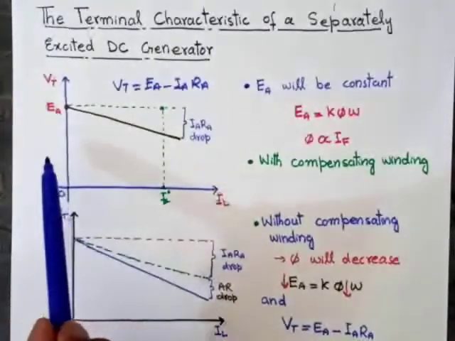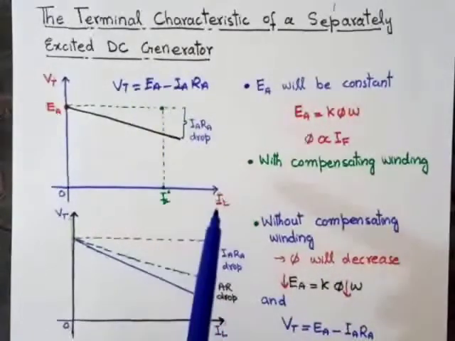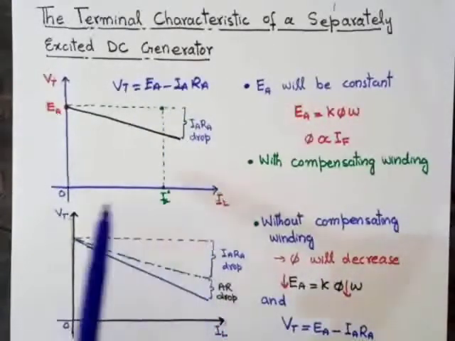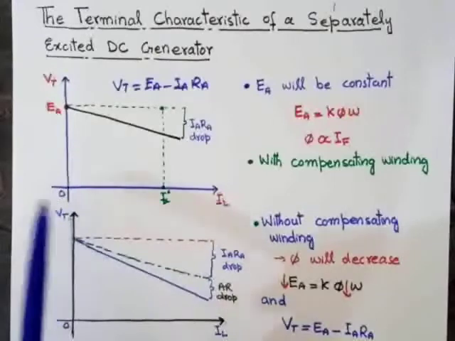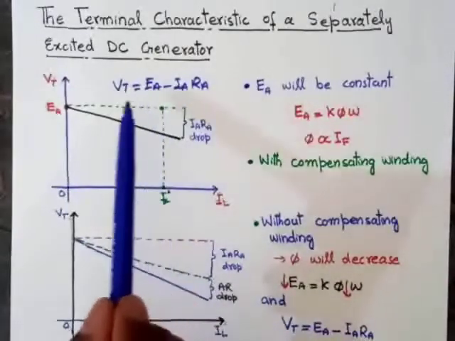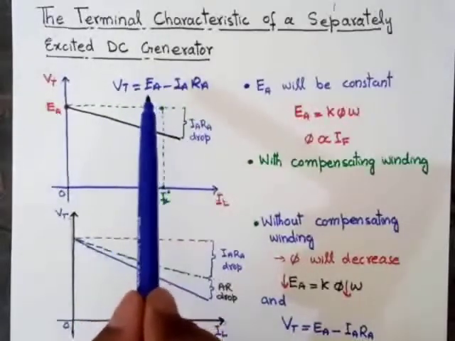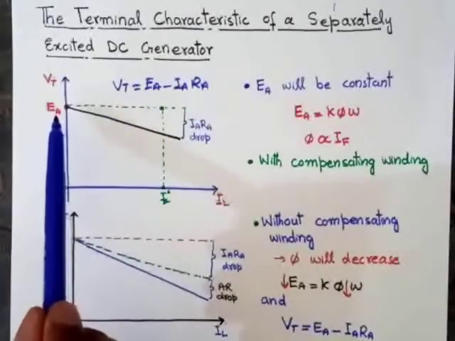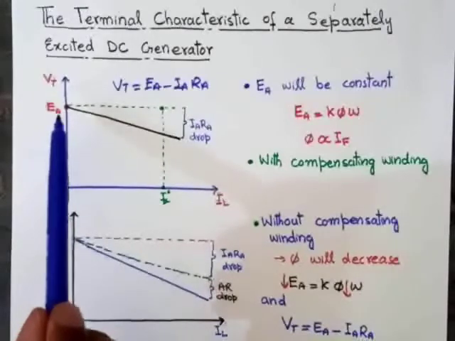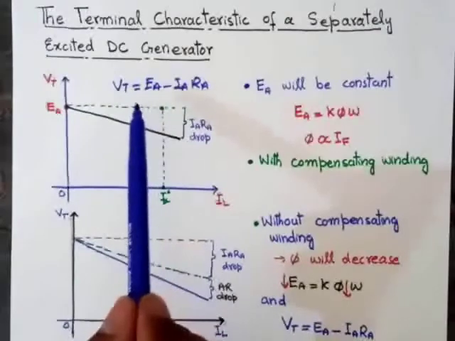In case of no load, as we have already discussed, the line current or armature current will be zero. According to Ohm's law, when the armature current is zero, the terminal voltage will be equal to Ea. That's why this point will be Ea, because in case of no load, Vt will be equal to Ea.